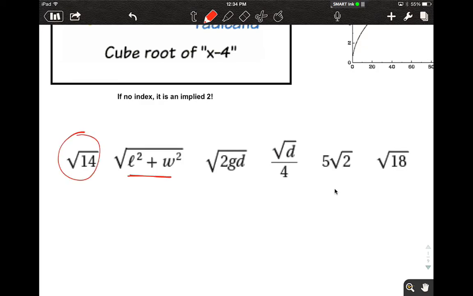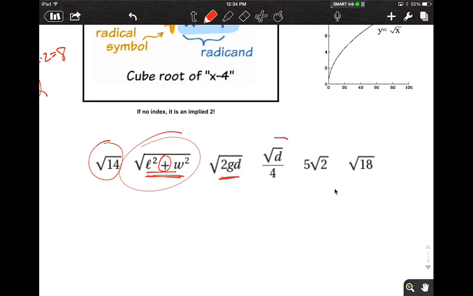We could have some variables. We could have an entire expression where you're adding 2 terms together. This second one here has 2 terms underneath the radical symbol. This is one term, the 2g times d, but it's 3 different things being multiplied. You can have a square root that then is divided by a number. You'll see in our next slide that we can't have a fraction underneath the square root and call it simplified. We have to deal with that.